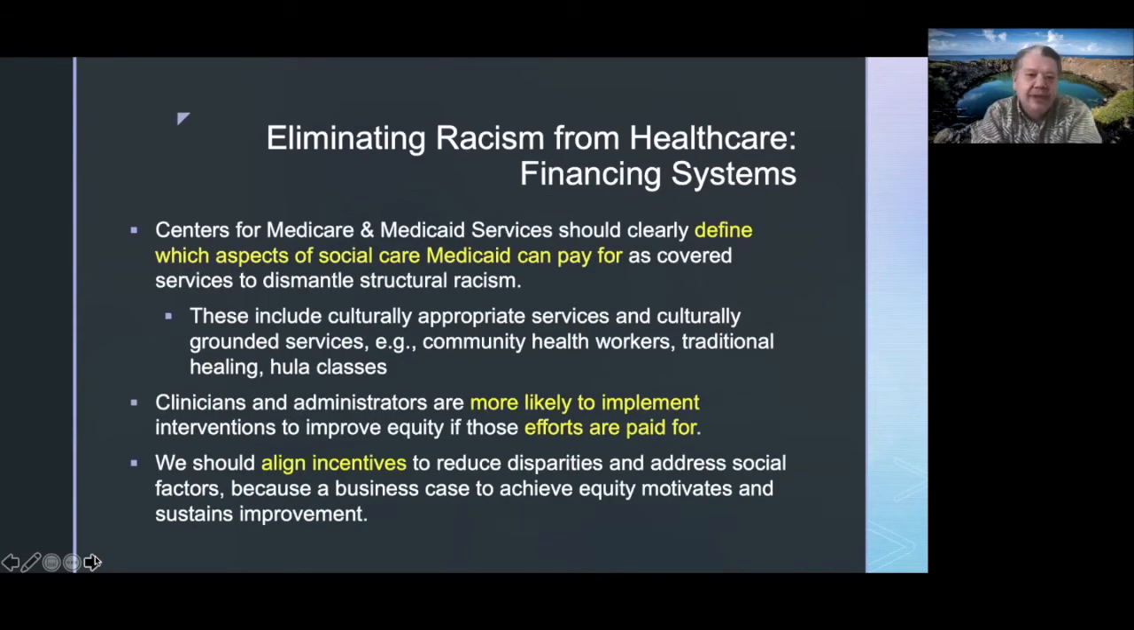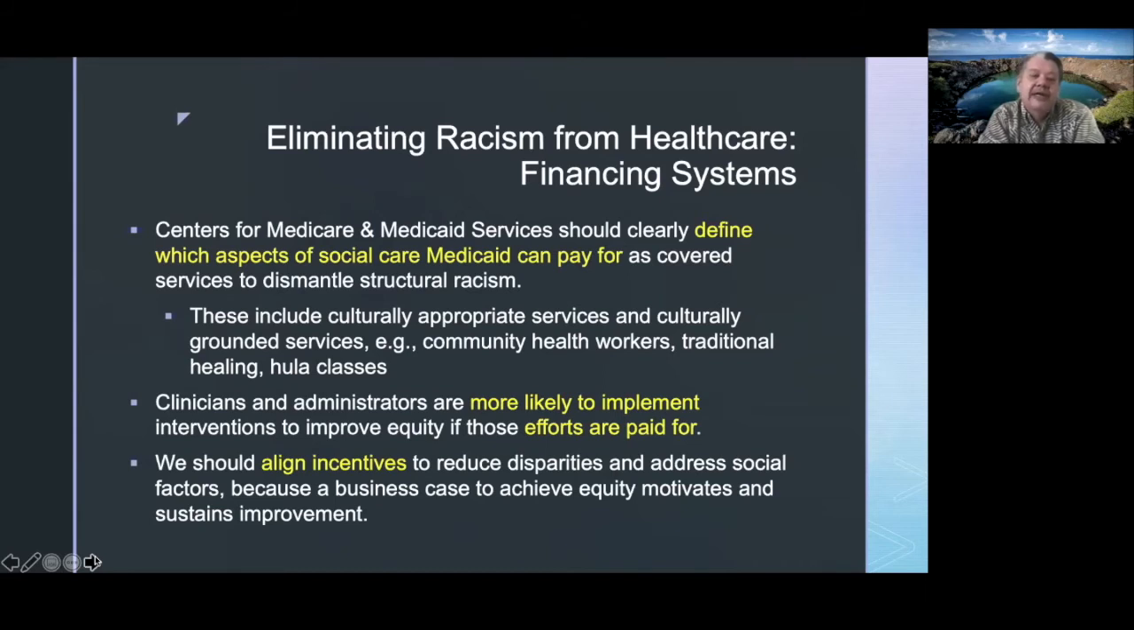Financing systems. We have the Centers for Medicare and Medicaid Services, the CMS. Currently, right now, we really don't know what social care means and what Medicaid can pay for. To some degree, we do understand these things, but there are still a number of services that we know work that are not covered. These include culturally appropriate services and culturally grounded services. Community health workers, for example, this is an area where I've done work for about 25 years, in terms of community health workers and peer support people.